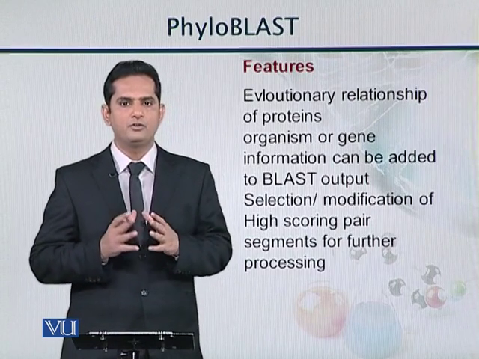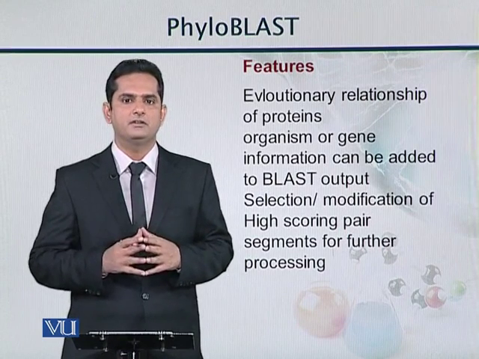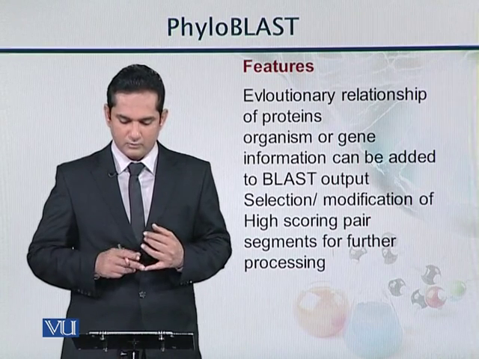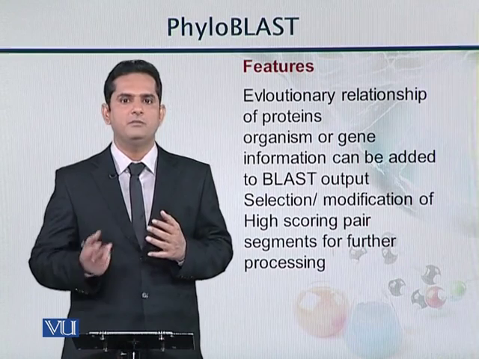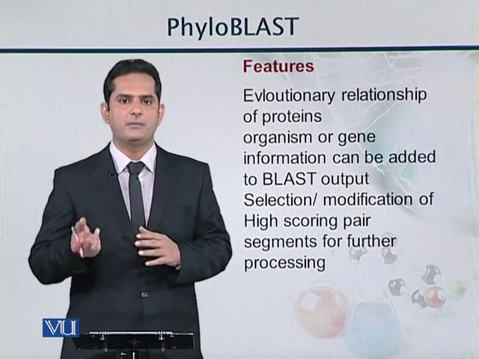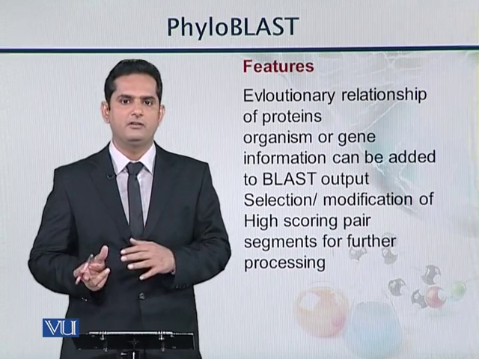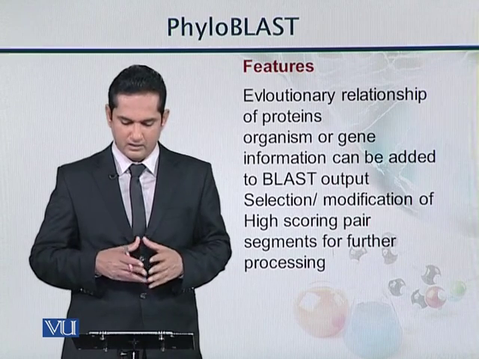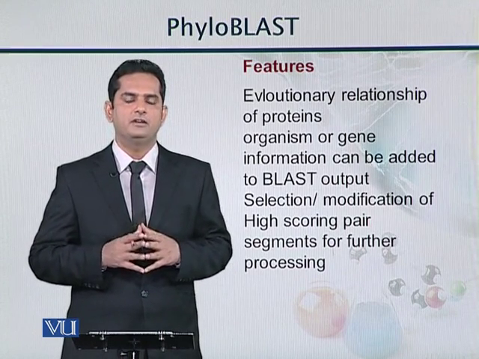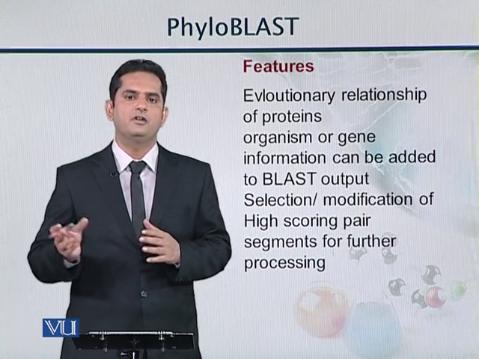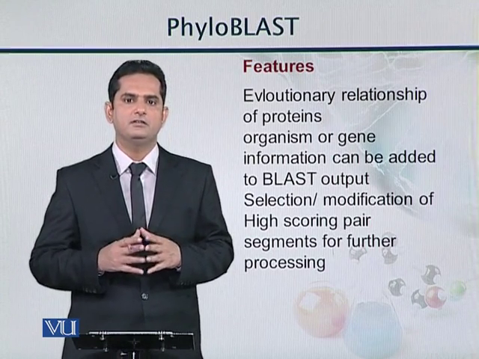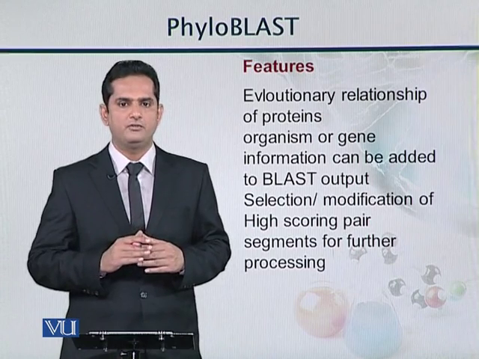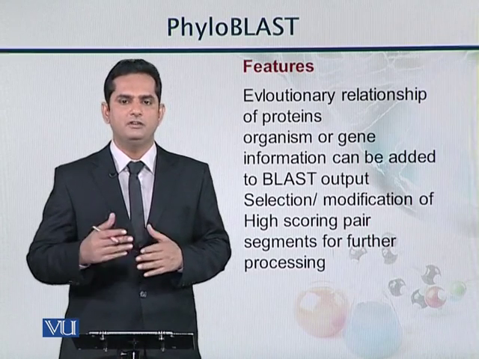So moving on, what are different features? Basically, it provides evolutionary relationship amongst protein sequences, or amino acids basically. Organism or gene information can be added to the BLAST information. So first we apply BLAST, there are some retrieved results, then we add our own gene or protein information to that BLAST output. What does BLAST provide? As we already know, BLAST will give us highest scoring pairs. So amongst different sequences, the pairs which have the highest scores will be retrieved by BLAST, and then we will add some gene information and then build a phylogenetic tree. So these are different steps.